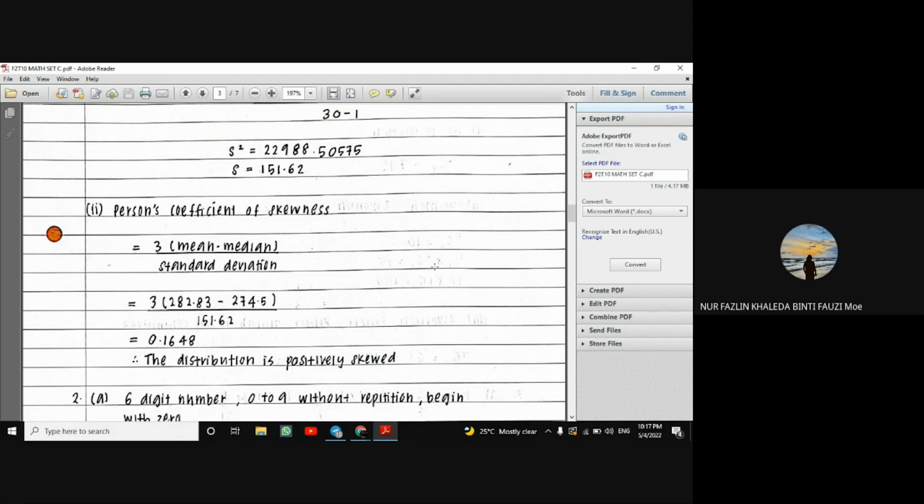Then we need to comment on our answer. Let's give Shahmi the chance to conclude. If the percent coefficient of skewness that we get is positive, this means that our data is positively skewed. If we get negative, our data is negatively skewed, and if we get zero, this means it is a normal distribution. So, since our answer is positive, the data is positively skewed. Yes, excellent. That's all from us. Thank you.